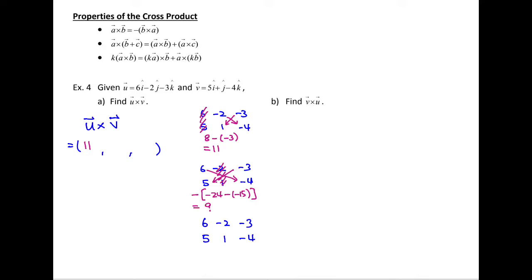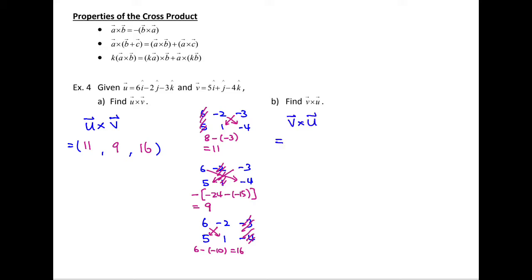Next, we want to find the Z value, cover the Z column, so we do 6 times 1, which is 6, minus -2 times 5, which is -10, which will be a 16. So we know our cross product will be 11, 9, and 16.